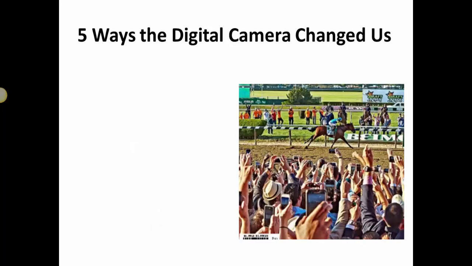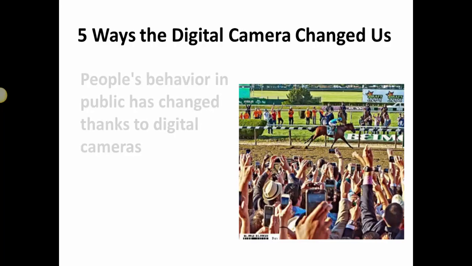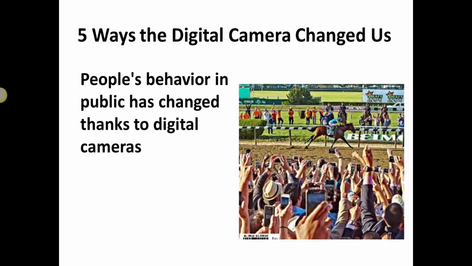So the digital revolution is the last part. It's really only been 16 years since we had the first digital camera in a phone. Here's some ways that the digital camera has really changed us. First off, we behave differently in public, not just because of the use of the phone, which is certainly a change in itself, but because of the camera.